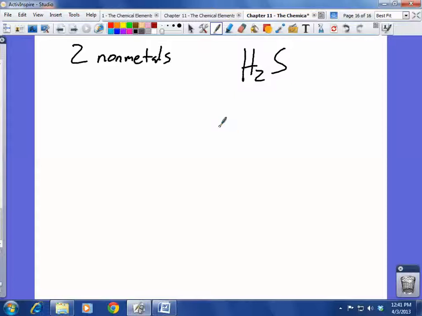Hydrogen sometimes acts like a metal and sometimes like a nonmetal. So we don't really have a great way to name this. In this case, we call it hydrogen sulfide, because here hydrogen acts like a metal. So we have a metal with a nonmetal. But at the same time, you might also see it as dihydrogen monosulfide. Because when we have 2 nonmetals coming together, we have to say how many of each atom we have.